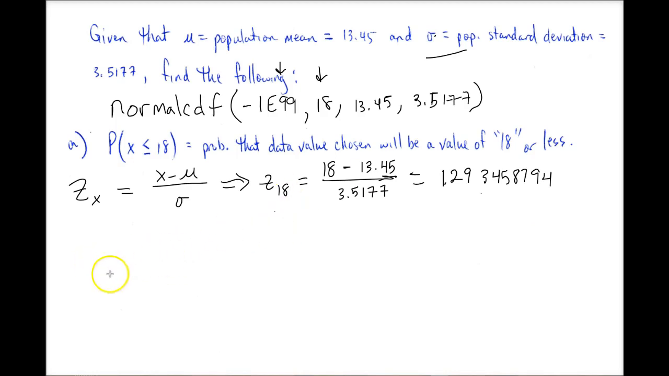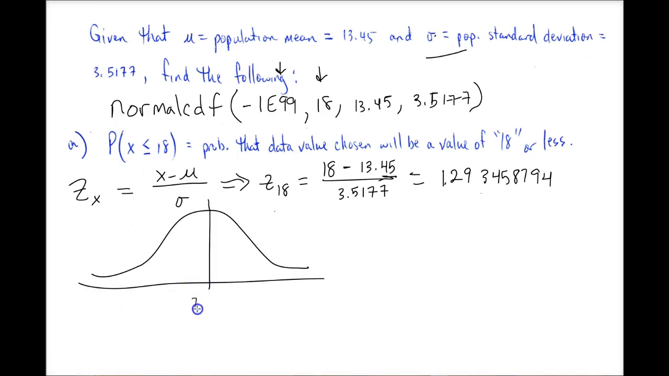So now we want to do the same thing, but in terms of z-score. Your mean is going to be a z-score of 0, and your data value of 18 is now this 1.293 number. Again, the goal is the same: you want to find the area under the curve from here going all the way back. And again, we'll get the same answer. It's just that what we type into our calculator is going to be a little different.